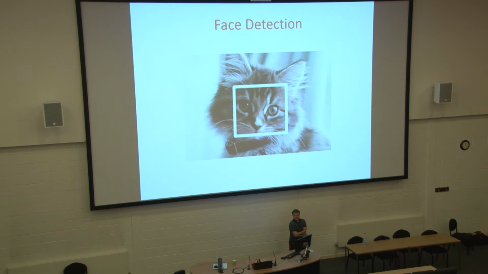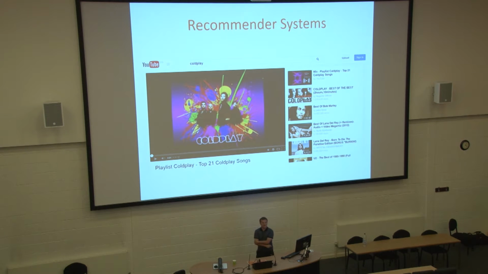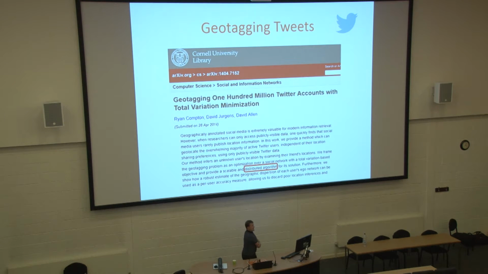We would not be able to train these huge networks, and then we would not have these beautiful things in the news. There's face detection, recommender systems. In fact, one of the algorithms I'll describe today is implemented here in YouTube. Geotagging: exactly the same algorithm solves this geotagging problem, which means you just collect tweets, and from the tweets you want to infer who is where. Where are these people coming from?